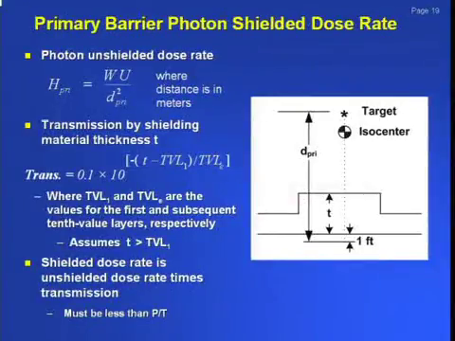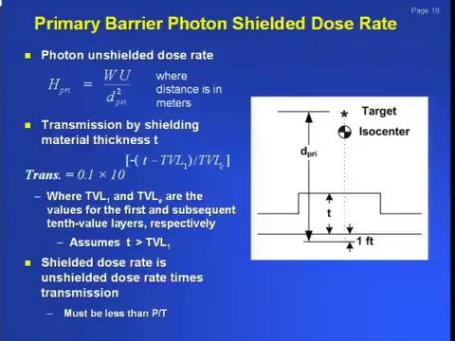So how do we do a primary barrier calculation? This is your basic calculation. Your photon unshielded dose rate is simply H primary, which is your workload times your use factor divided by D squared. This is what we all start with. This is probably what you will get on a board exam because we assume that everybody knows how to do a basic calculation. Your transmission by shielding material thickness is referred to as thickness T, so you can do a transmission calculation knowing the tenth value layer of your incident energy.